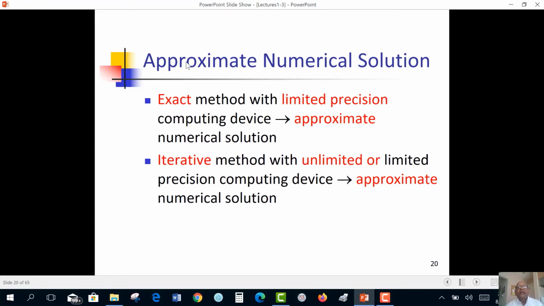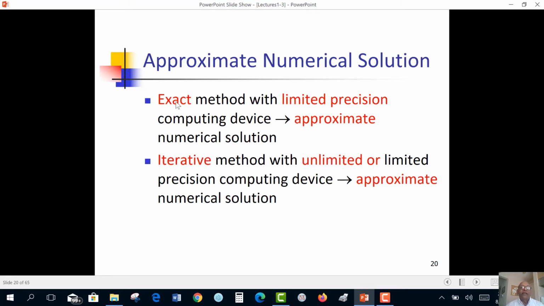So when we say we are getting an approximate numerical solution, what do we mean by that? It turns out most of the computing machines that we use are really limited precision devices. That means they are approximating machines. They do not calculate exactly. So even if we had an exact method, with these limited precision machines we'll always get an approximate solution.